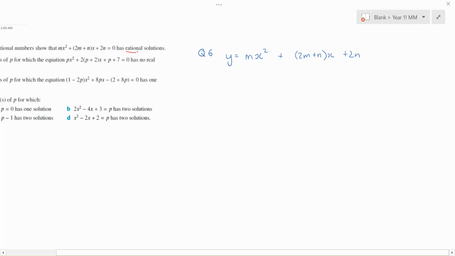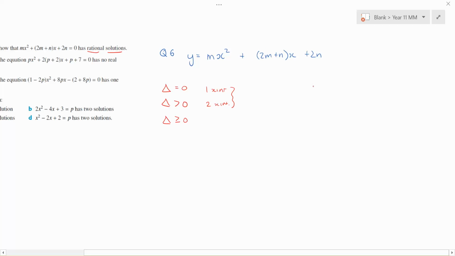Now, having rational solutions means that you can find x-intercepts. The only way to find x-intercepts is if the discriminant is equal to 0, which means you have one x-intercept, or the discriminant is greater than 0, which tells you have 2 x-intercepts. So essentially what you want is the discriminant greater than or equal to 0. That's the only way you're going to have solutions, and apparently when you do, they're going to be rational solutions. So let's have a look.